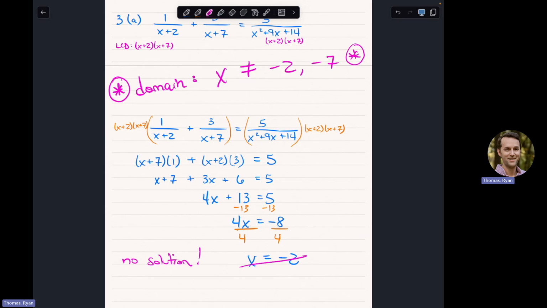Which I know is a little anticlimactic because we just did all this work only to find out that there is no answer. But the fact that there is no answer is meaningful. There's nowhere that these things meet because the only place that they maybe could occurs at a vertical asymptote, right?